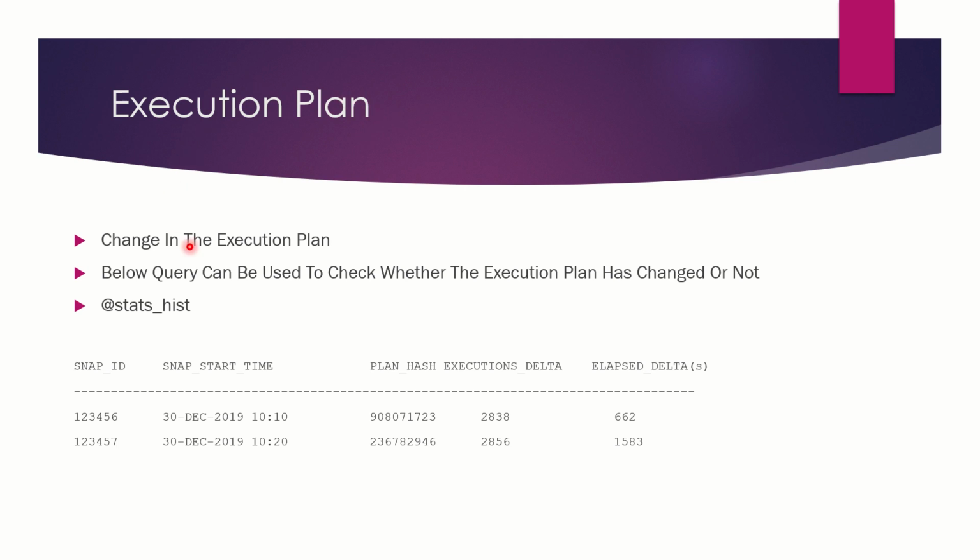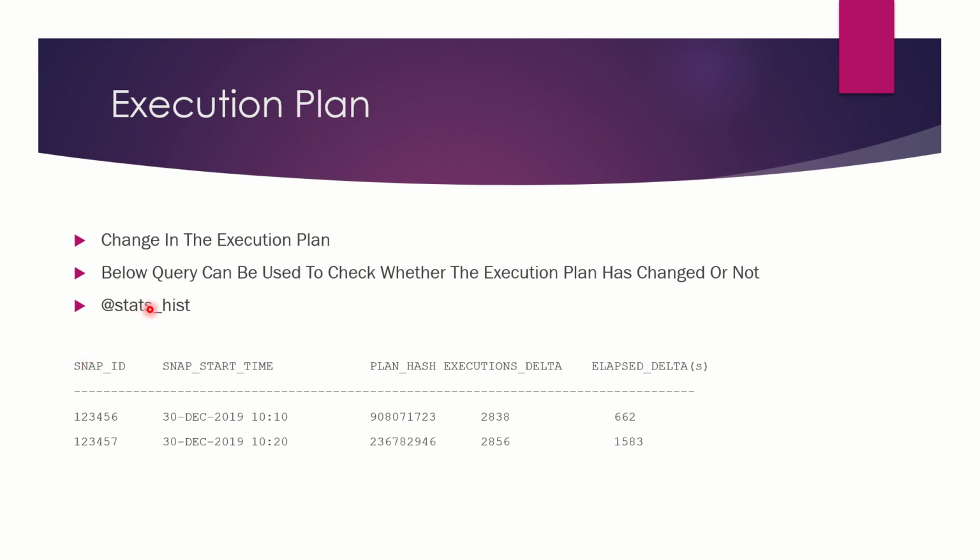Say for example, yesterday it picked up a good index, but today it performed a full table scan on the entire employees table, and because of the change in the execution plan, your query took a long time to complete. If you want to check whether the plan has changed as compared to yesterday, you can run this stats_hist script, which I have attached in the Google Drive link below. You can find the complete script details in the Drive link.